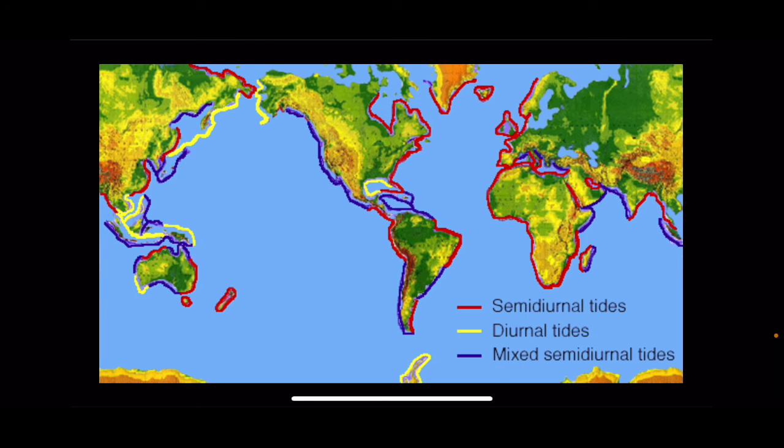That's a map that shows the different areas that have the different types of tides. If there were no continents and it was only water, then everywhere would have semidiurnal tides.